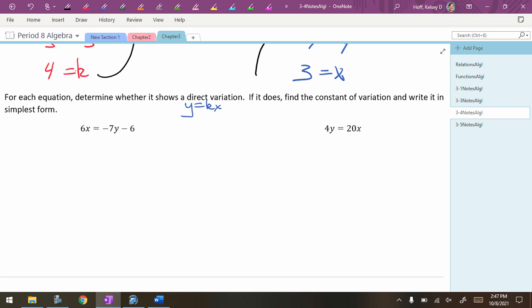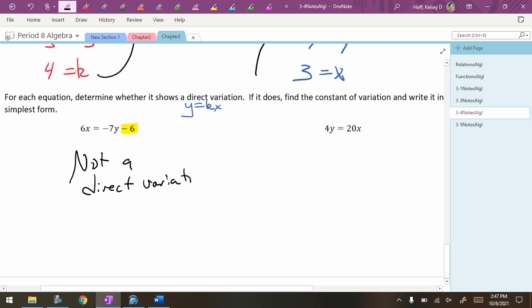I can manipulate this to get y by itself, agreed? We could add 6 to the other side. We could divide by 7. That's fine and dandy to get y by itself. But your equation is going to be very simple. Y equals a coefficient times x. If you have anything that is not with your x, it is not a direct variation. So if anything doesn't have a variable next to it, it's just not a direct variation.